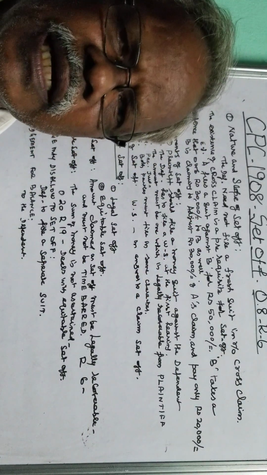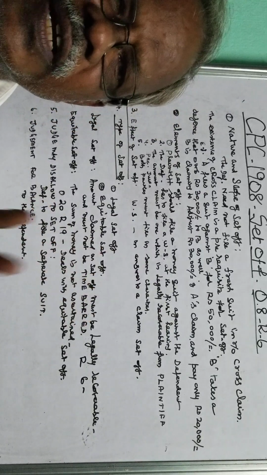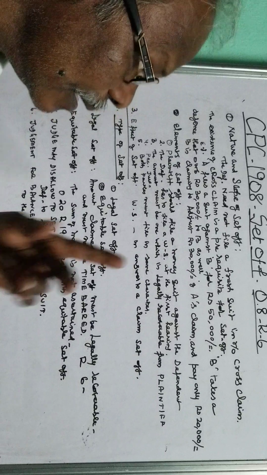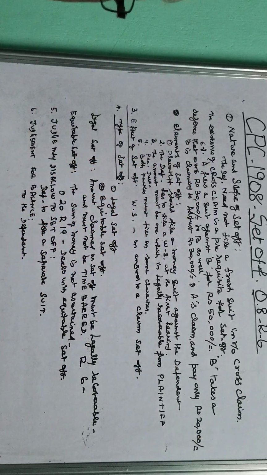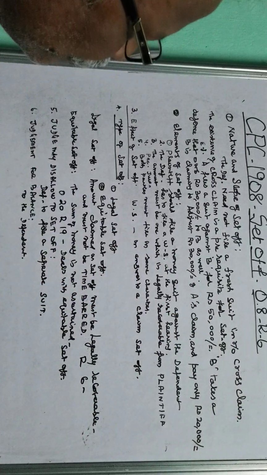So கண்டிப்பாக ஒரு cross claim இருந்தால்தான் இந்த set off வழக்கு தொடர முடியும். So the existence of cross claim is the prerequisite for set of claim.